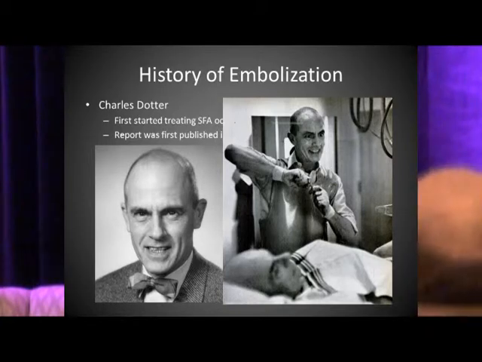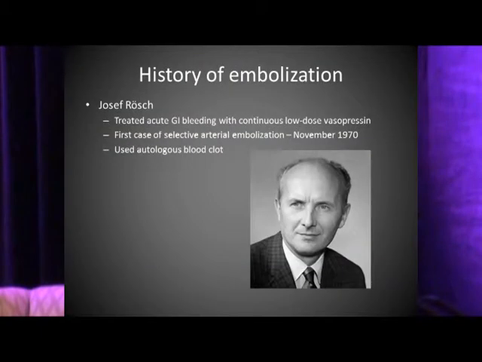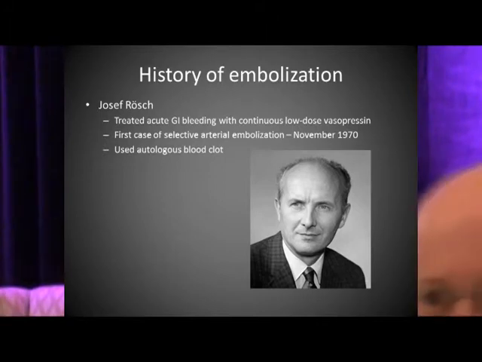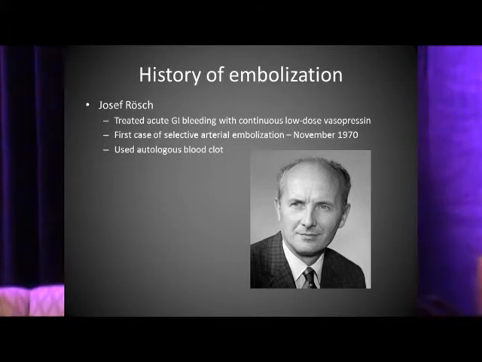This went on to further be used with Dr. Roche, who was working with him, and they were using catheter-directed low-dose vasopressin for control of GI bleeding. During this time, he thought up a new technique, selective arterial embolization, in November of 1970 using autologous blood clot. Now what they did was they preceded and followed this injection of blood clot with epinephrine. And what that did basically was kind of hold that blood clot there so that they could get embolization.